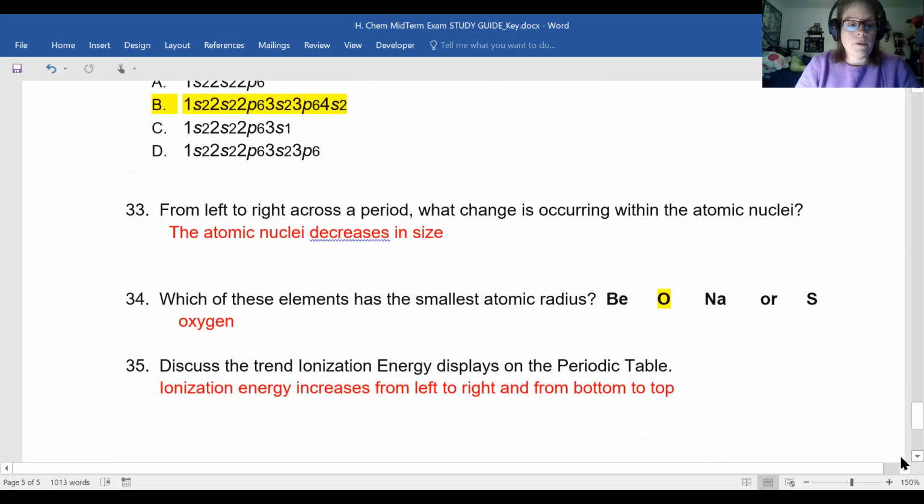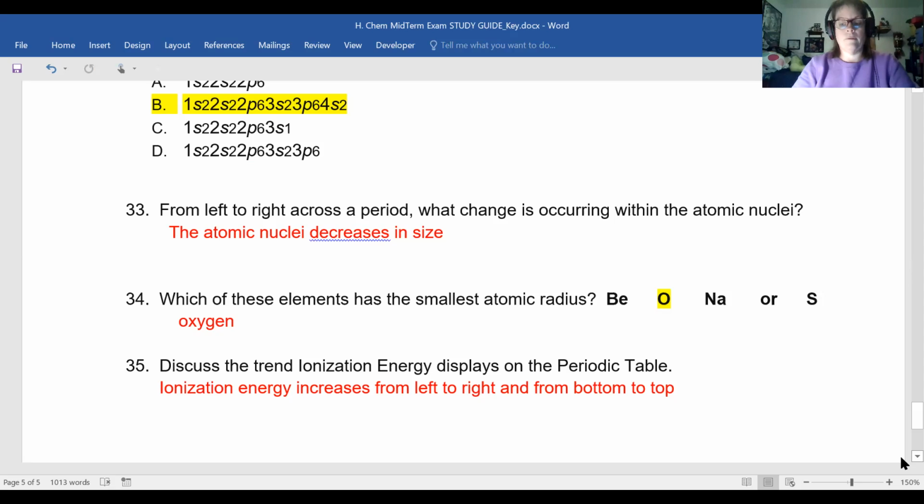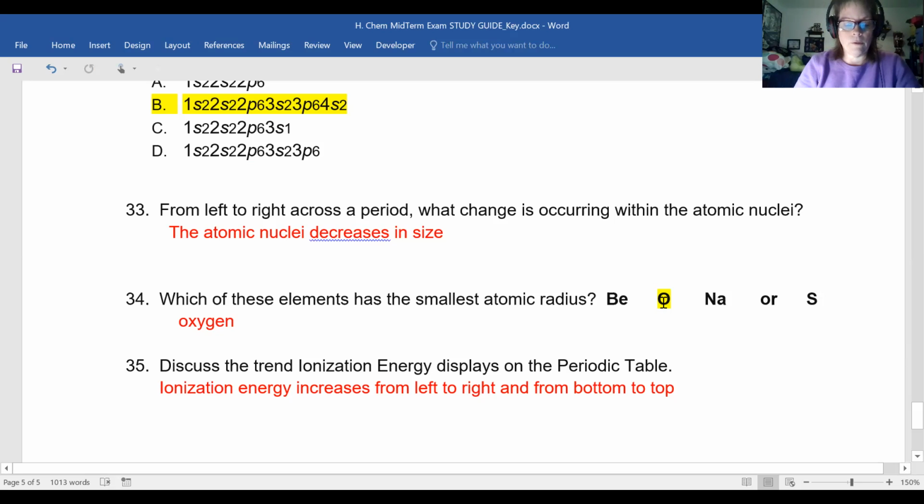All right, if you remember your periodic trends from left to right across the periodic table, what change is occurring within the atomic nuclei? The nuclei decreases in size as you move from left to right. So it gets smaller. Number 34, which of these elements have the smallest atomic radius? If you looked at the periodic table to see where all these elements were, oxygen is the one that's up in that right corner. So we said it decreases in size from left to right. So the further you get to the right side, the smaller they are. So oxygen would be the smallest.